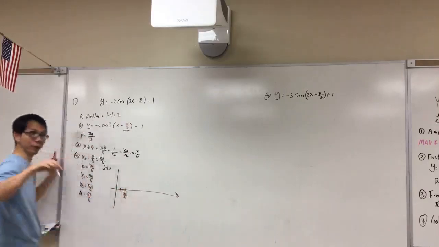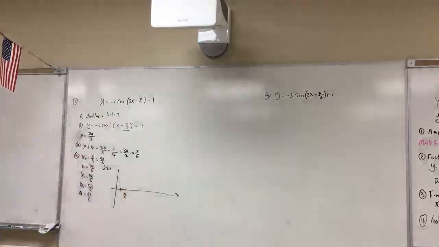Now you can graph on the grids. Guess what? Each grid is pi over 12. What's pi over 12 plus pi over 12? Each grid on that paper is pi over 12. But pi over 12 plus pi over 12 is pi over 6, which makes sense.